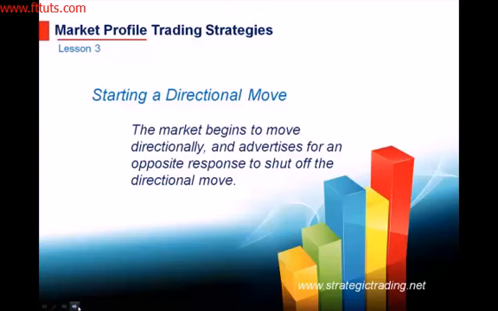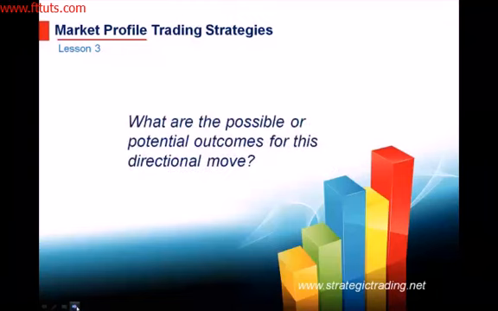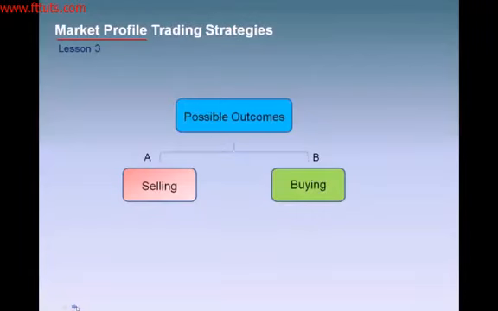And when it meets it, then that response shuts off the directional move and the market starts to shift in the opposite direction. Okay, so when we begin a directional move, let's take it down to the basics. What are the possible or potential outcomes for this directional move? There are only two possible outcomes. You are going to either meet buying or you're going to meet selling. It's that simple. So anytime you have a directional move, you are going to meet either selling or buying.